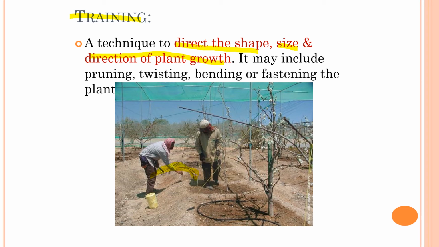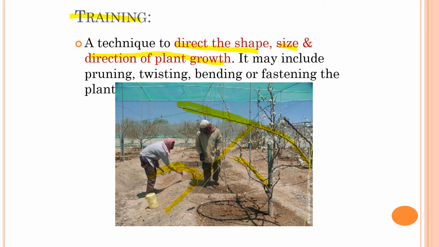You can see these branches are bent because these people are trying to tie it. You can see here is the tying of the tree. So this branch, for example, now I'm doing this because I want to direct the tree shape. You can see I'm modifying the shape and also changing the size and direction of growth.